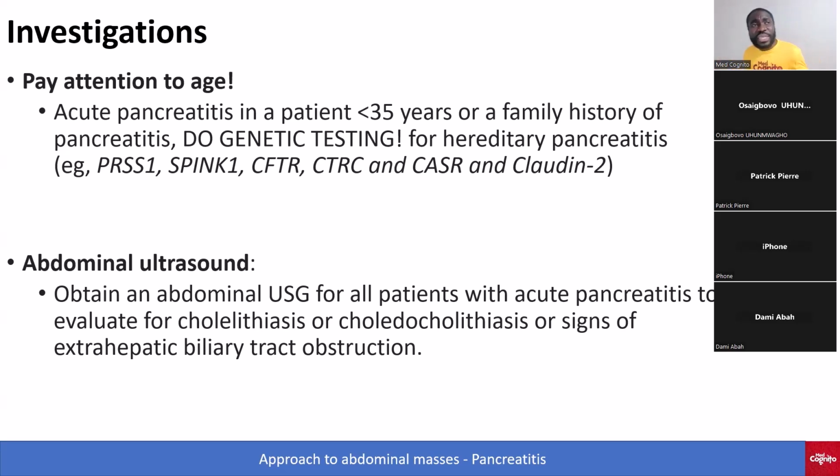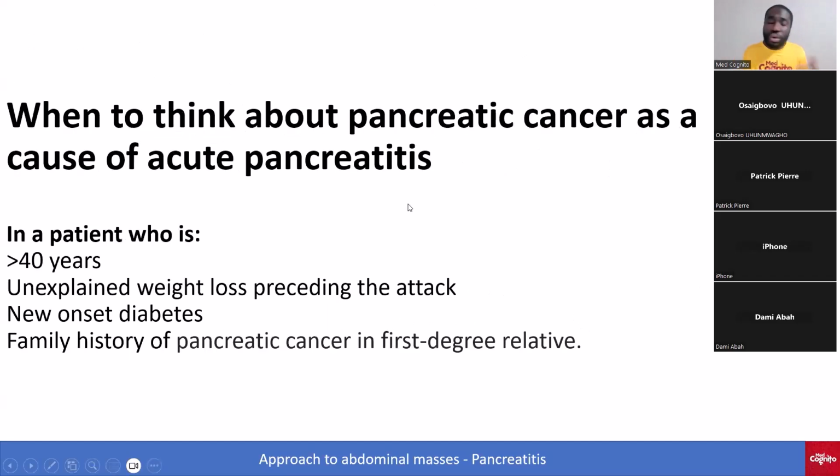However, you want to check the ratio of ALT and AST. And if it falls in the range of alcoholic liver disease, then you want to go for that. And eventually, you want to still do an abdominal ultrasound anyway.